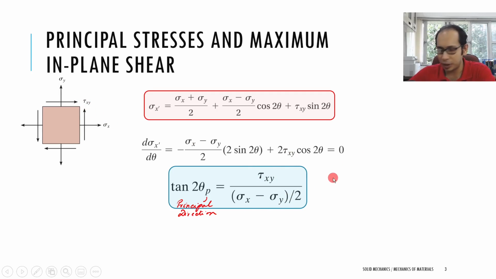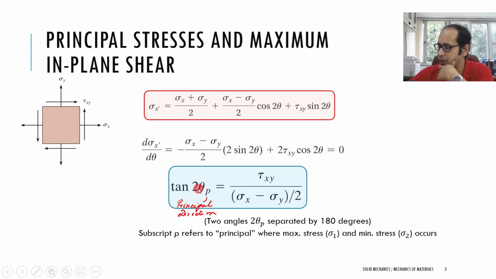Now what does this mean? Since it is tangent of 2 theta p, that means there are two angles 2 theta p separated by 180 degrees, and the subscript p, as we wrote over here, represents the principal direction. So about one of the theta p's you have the maximum stress, and about the other theta p you have the minimum stress sigma 2. So now you're replacing sigma x prime with the maximum stress sigma 1, and sigma y prime with the minimum stress sigma 2, which are separated by that 2 theta, that is 180 degrees.